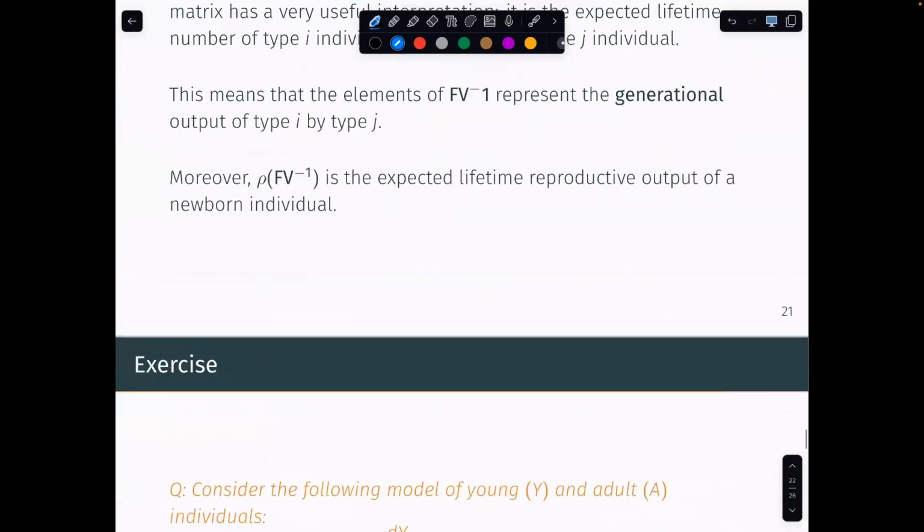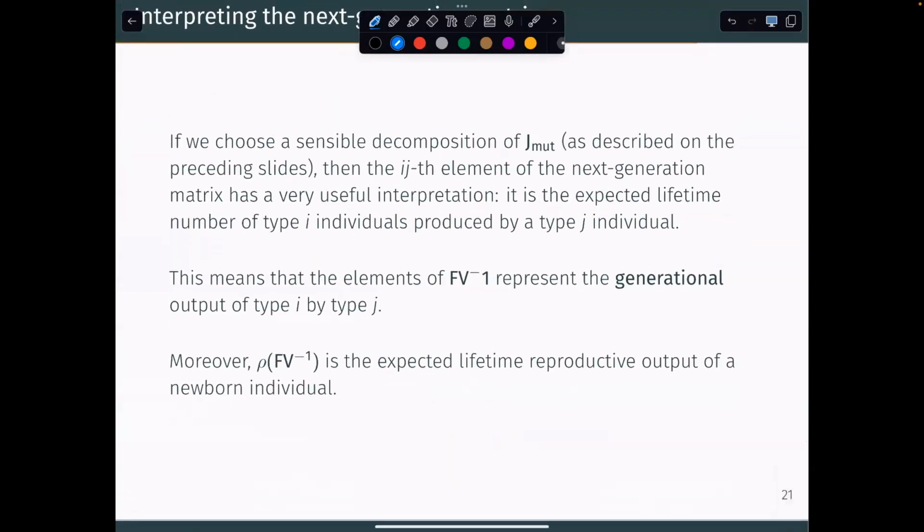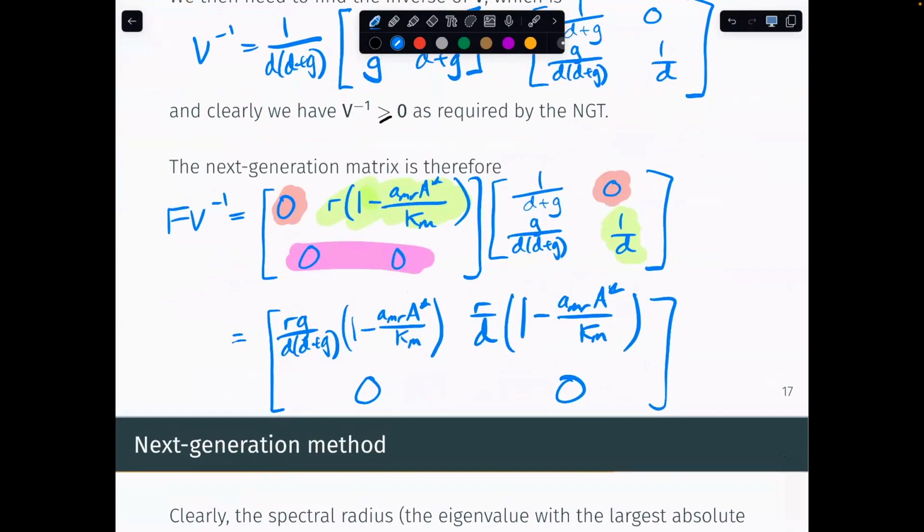Okay, so let's see. The other way of thinking of this is a generational output. That's where the next generation comes from: over the course of a generation, how much are you producing for these different classes? The other way of looking at this is that the spectral radius of our next generation matrix is the expected lifetime reproductive output of an individual that is born. Given an individual is born, a new mutant that is born, because this is going to be their fitness proxy minus 1, this tells us how many individuals we expect that mutant to produce over the course of their lifetime.